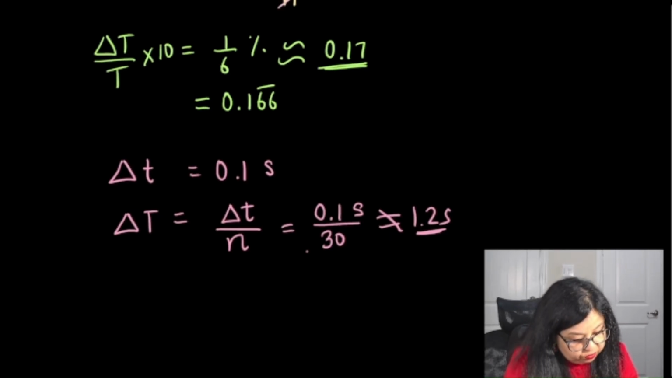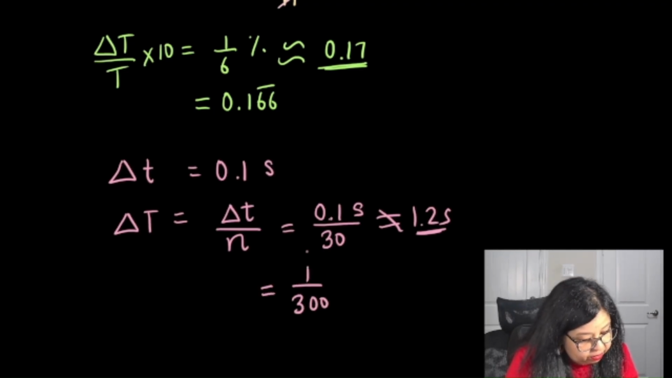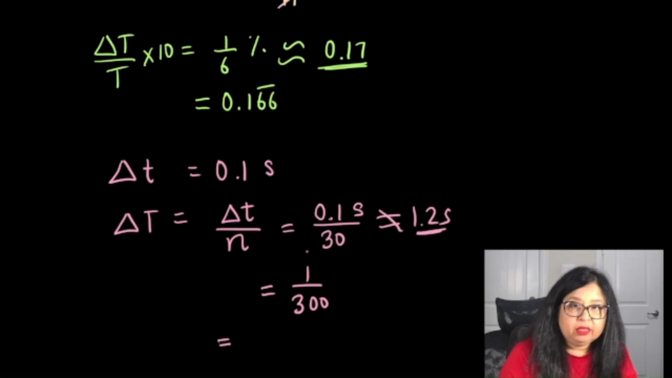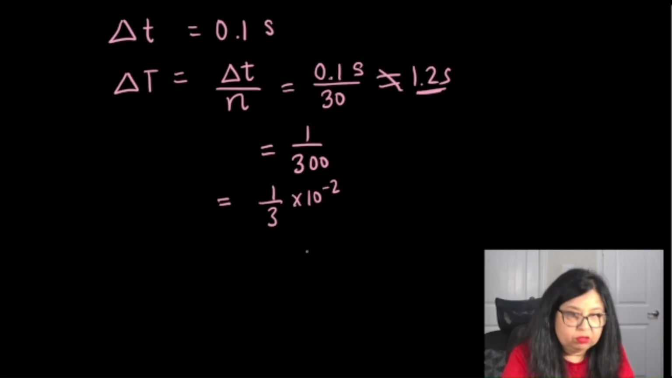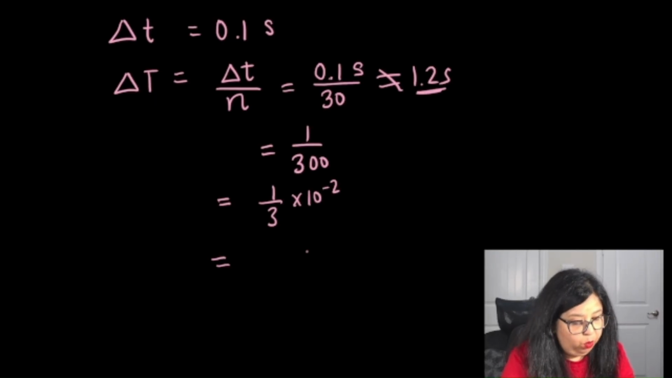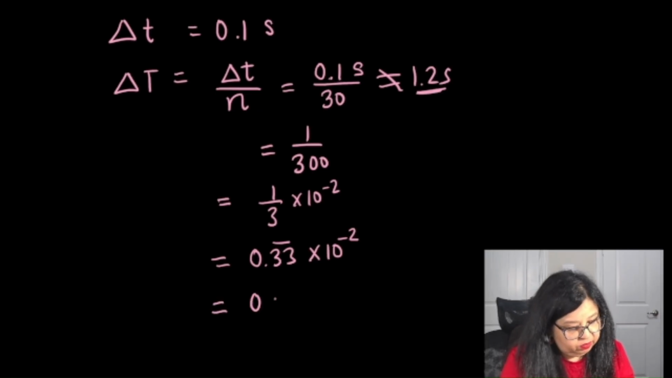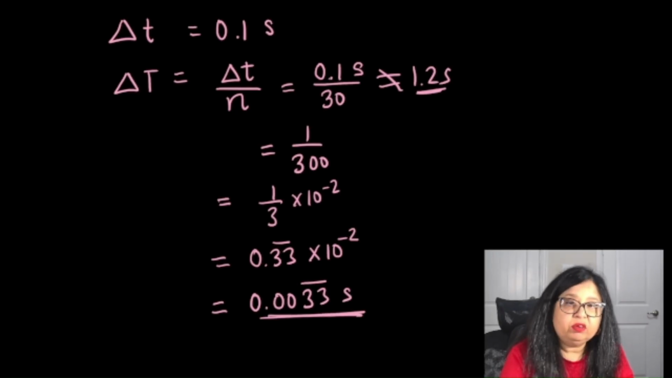What I will do is, first thing is I'm going to get rid of this decimal. That will make it 1 divided by 300. Then I will write this as 1 over 3 times 10 to the power minus 2. Sure, 1 over 3 is 0.33 bar times 10 to the power minus 2. This gives us 0.0033. Sure, the units are seconds. We did not need to solve it. And if you don't need to solve it, and if you're taking an exam, then don't solve it.